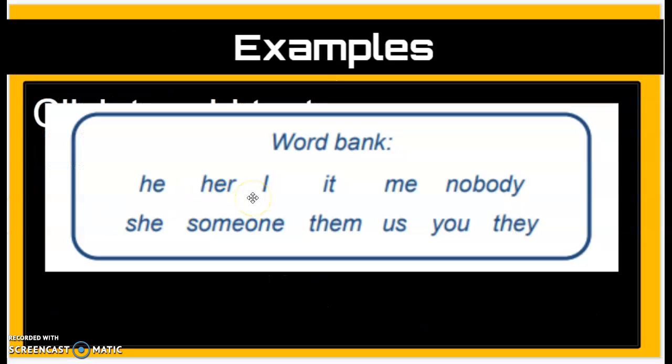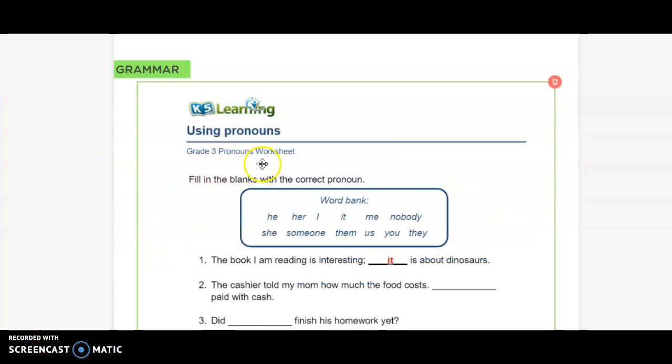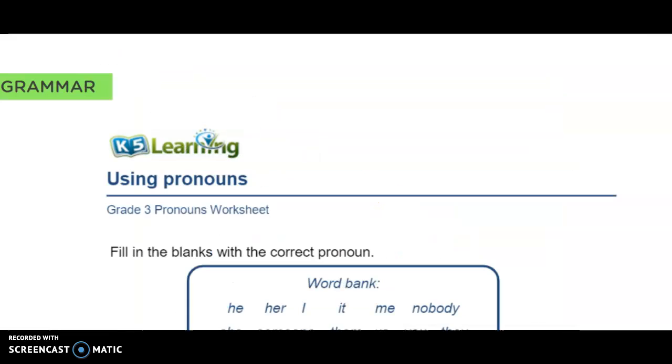Now here are a couple more examples of pronouns that we're going to look at today. He, her, I, it, me, nobody, she, someone, them, us, you, and they. In our examples today, we're going to use the strategy of saying blank when we come to a word we can replace, a noun that we can replace with a pronoun, and plugging in the correct pronoun. For this assignment, we will do the odd numbers together, and you will complete the even on your own. Let's go ahead and begin.